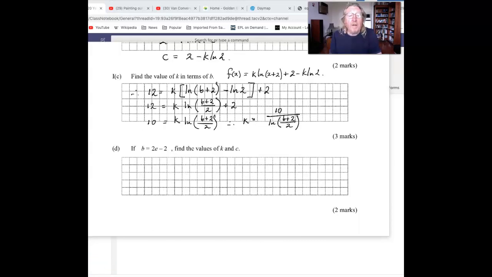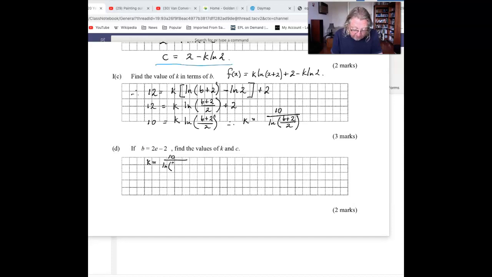Okay, moving on then to part D, we've got a value for b. So then we want to find the values of k and c. All right, well, we're going to actually have to find k first, and then we can go up here and find out what c is. But we've got an expression for k in terms of b, so we substitute, we get k is equal to 10 over the log.